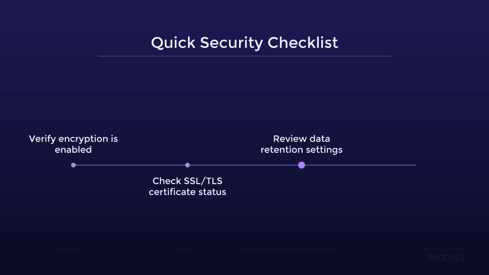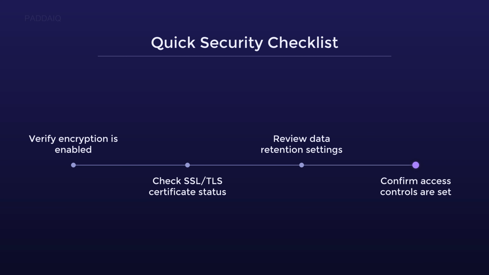Review data retention settings. This means checking how long your application stores user information before automatically deleting it. For example, an e-commerce app might keep customer purchase history for only 3 years due to privacy laws. Properly configuring this protects you from storing sensitive data longer than necessary.